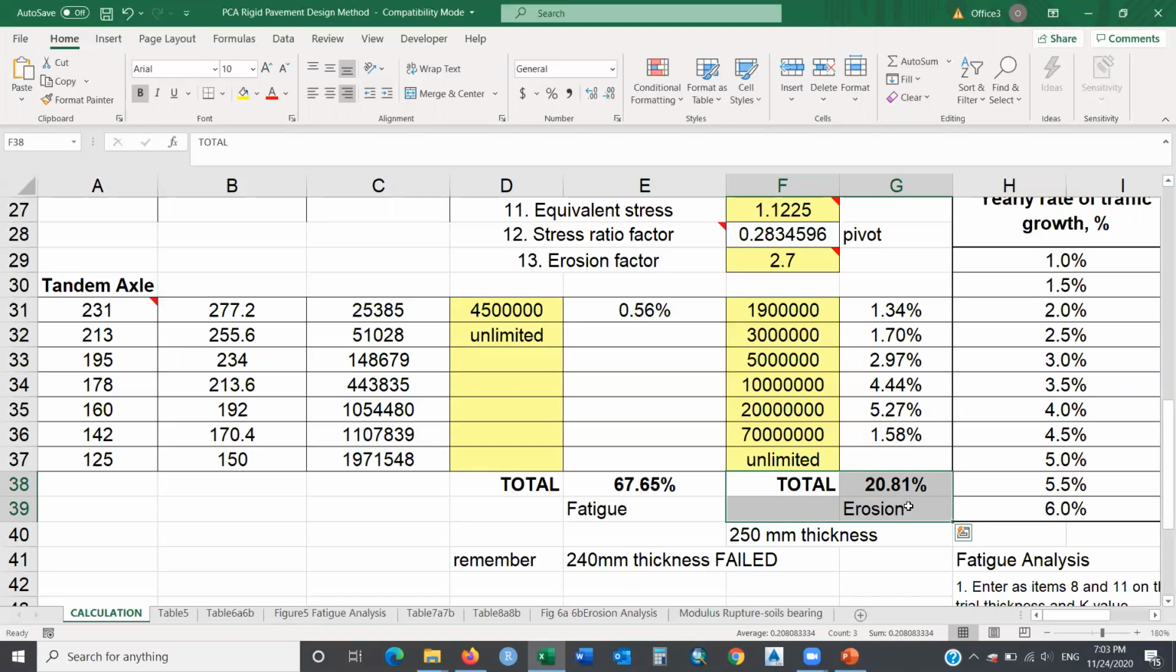Increase the thickness of it. Increase the thickness, it will drop the fatigue and it will drop the erosion. So decrease the thickness then? I can decrease it. I put it in 240 already before and it failed. This one went beyond the 100%.